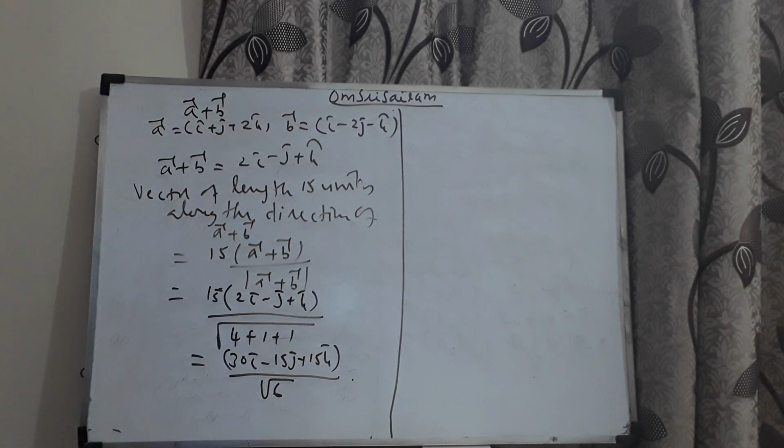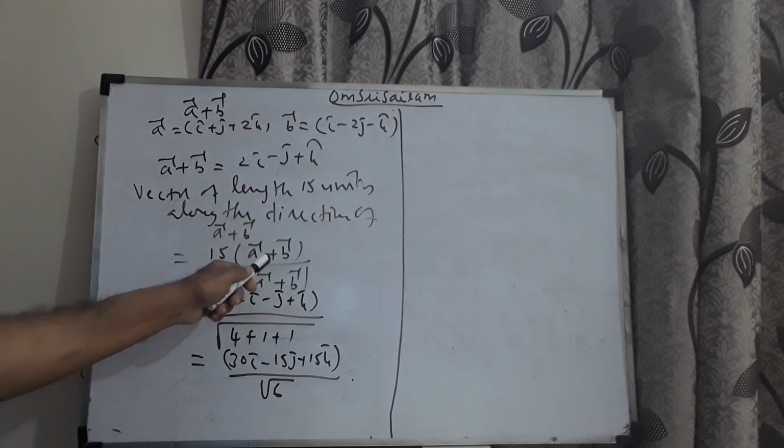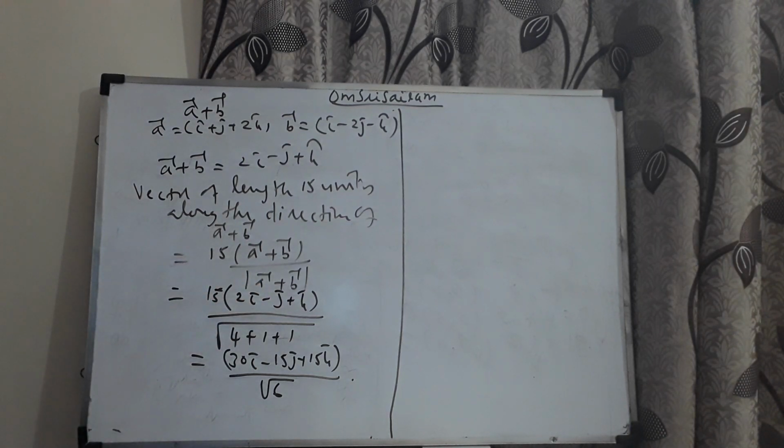Find the vector of length 15 units along the direction of A vector plus B vector. If A vector is i plus j plus 2k, B vector is i minus 2j minus k. Now A vector plus B vector: i plus i is 2i, j minus 2j is minus j, 2k minus k is k. Now the vector of length 15 units along the direction of A vector plus B vector is 15 times A plus B by mod A plus B, similar to cost of 10 apples 1000 rupees, what is the cost of 15 apples? I'll divide by 10, I'll multiply by 15. Similarly here, division by mod A plus B will give you the unit vector along the direction of A plus B. Into 15 will give you the vector of length 15 units along the same direction.